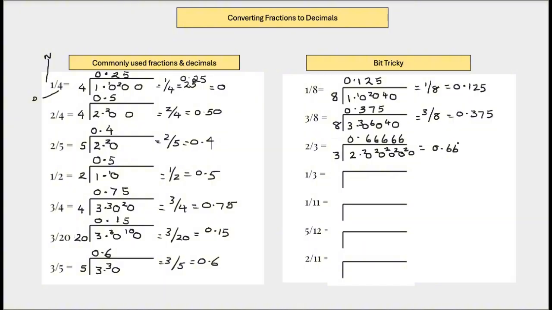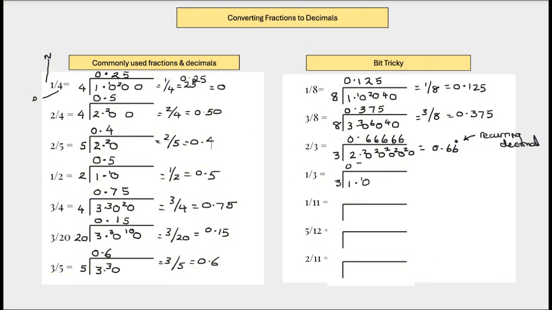0.66. Now with that, that is where we stop. And this dot represents our stopping point, and it's called a recurring decimal. It just tells you to stop. That's your number.